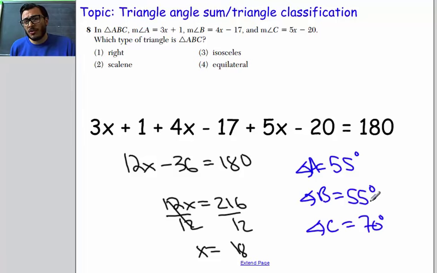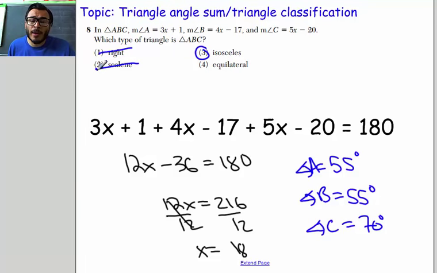Okay, from these measurements, we know we're dealing with an isosceles triangle, because an isosceles triangle has 2 equal angles. It's not a right triangle because it doesn't have a 90-degree angle. If it had a 90-degree angle, it would be a right triangle. It's not scalene. In a scalene triangle, all the angle measurements are different from each other. So it's not scalene because we have 2 angles that are the same. And it's not equilateral. For it to be equilateral, all the angles have to be the same.